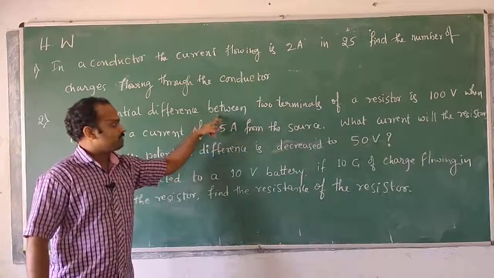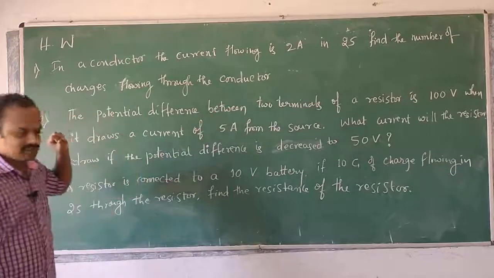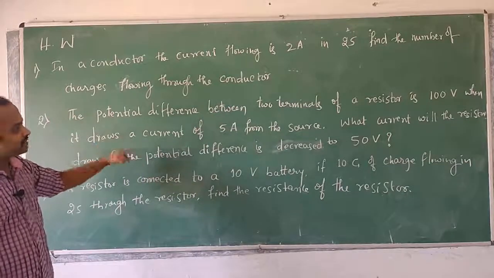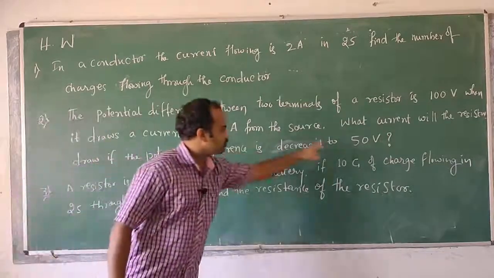From this we have to find the resistance of the resistor. Then in the second case, the potential difference is decreased to 50 volt.